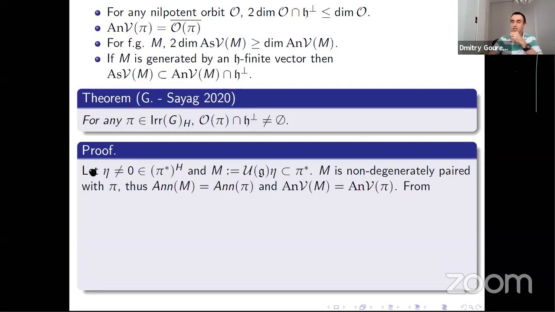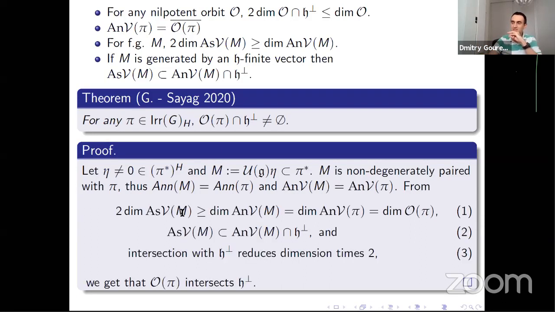But M is generated by an H-finite vector, eta. So the associated variety of M will lie in the annihilator variety of M intersected with H perp. But intersection with H perp drops dimension of every orbit at least times 2. On the other hand, you cannot drop dimension more than times 2. So the dimension, well, intersecting does not drop. But if it doesn't drop, it means that the top orbit does intersect. Otherwise, if you lose the top orbit, dimension drops.